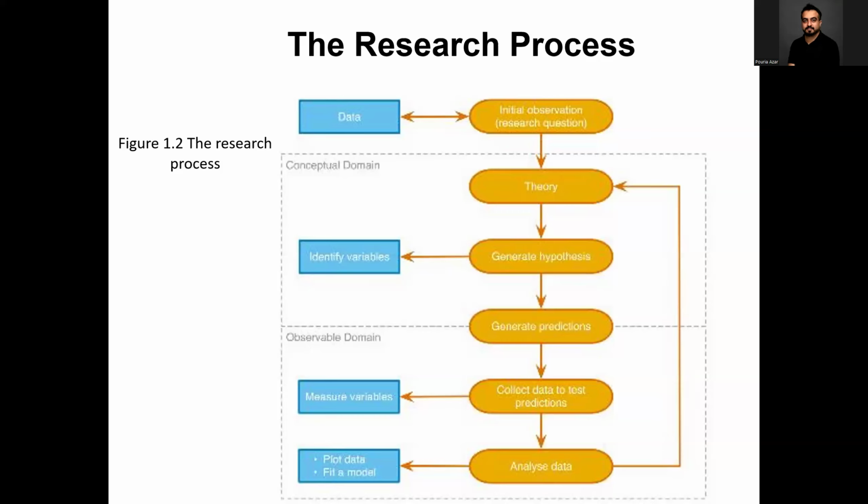We develop theory after initial observation. From theory, we generate hypotheses. From hypotheses, we generate predictions. From predictions, we collect data to test those predictions, and we analyze data. And then we can come back to theory. We can develop new theories, or we can confirm the existing theory. This is the overall process of the research.